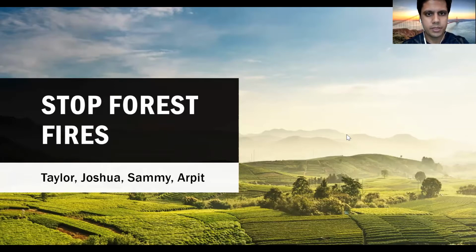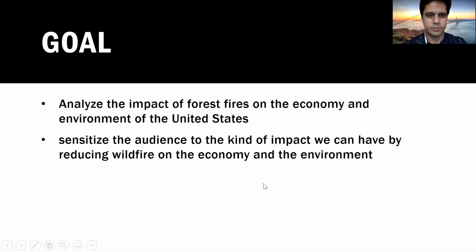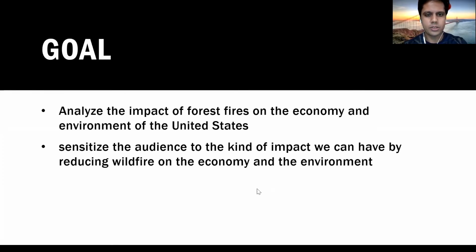Today, we will cover the assignment's overall goal, the data we have collected, and then discuss the project in detail, including what we have covered and how it adds value to our goal. Our project goal is to analyze the impact of forest fire on the United States economy and environment and sensitize the audience to the impact we can have by reducing the burn days on the economy and the environment.